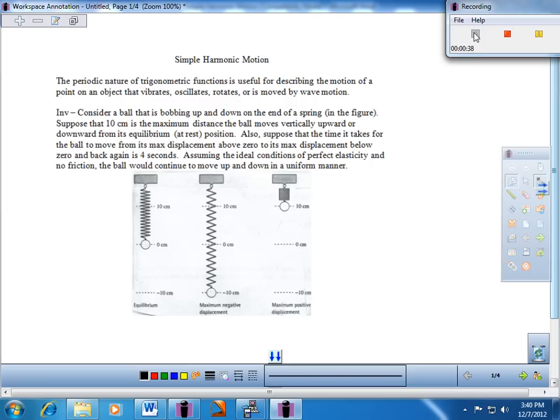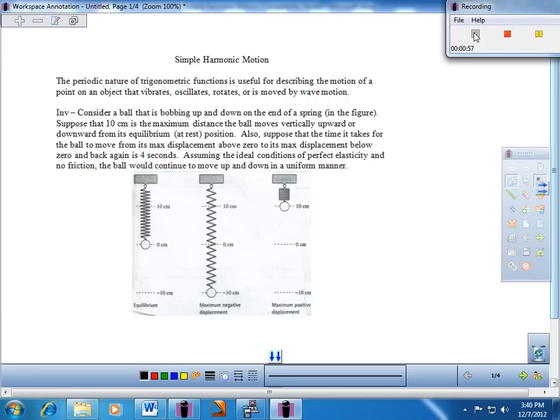So it says, consider a ball that is bobbing up and down on the end of a spring. Suppose that 10 centimeters is what's called the maximum distance that the ball moves vertically upward or downward from its equilibrium. So essentially this is going to be what's called our displacement. And it's going to either move up or down from the rest position.